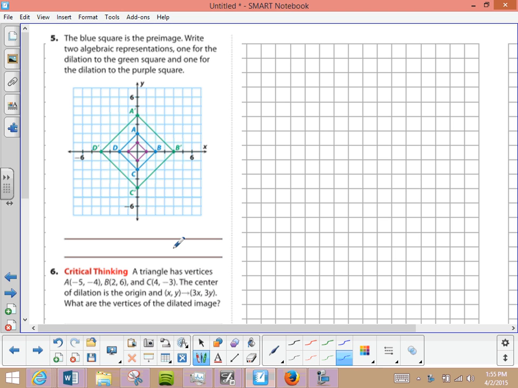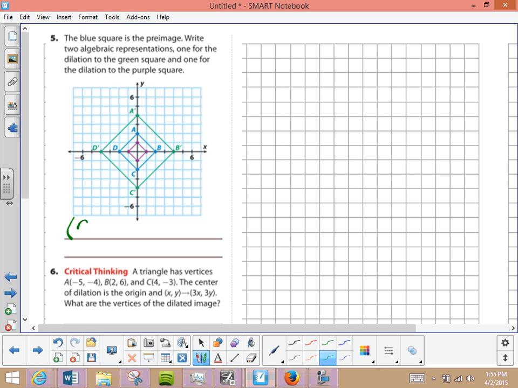All right. The blue square is the pre-image. Write two algebraic representations, one for the dilation to the green square and one for the dilation to the purple square. So we know the blue one is right here in between, and that's the original one, the pre-image. The image is either the green one or the purple one. What would be an algebraic representation for the green one?